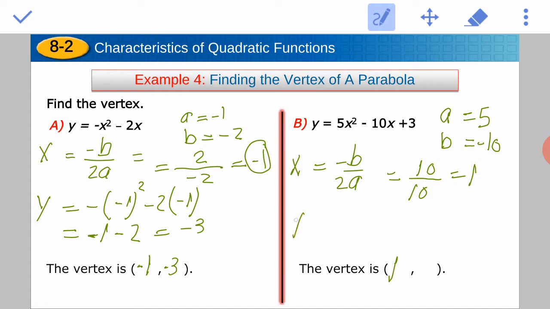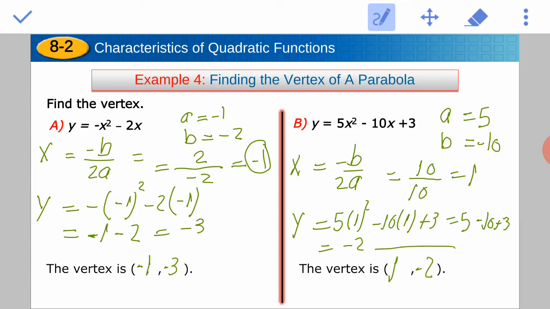And now I need to substitute this one in order to get the y coordinate of the vertex. Y equals 5x squared, it means 5 times 1 squared, minus 10 times 1 plus 3. Guys, if you simplify all of that, 5 times 1 squared, it's gonna be 5. Minus 10 times 1, it's minus 10. And finally, plus 3. 5 plus 3 is 8. 8 minus 10 is going to be negative 2. So the y coordinate of the vertex is negative 2. And the vertex of this parabola is equal to 1, negative 2.